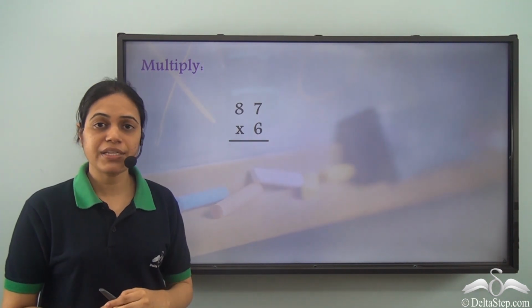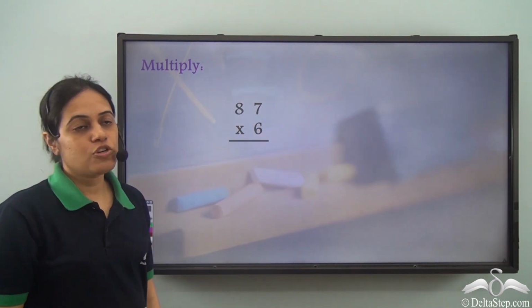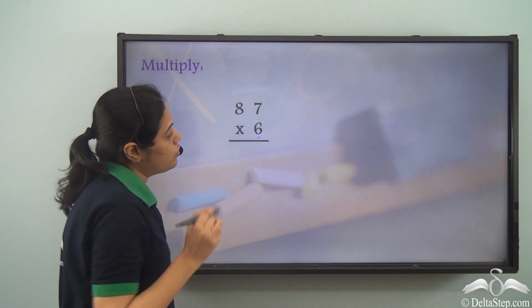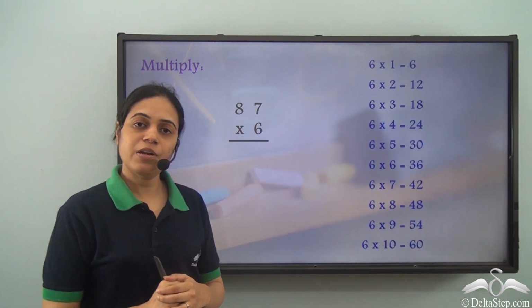Now let us multiply these two numbers. I have 87 into 6. So I need to remember the table of 6 for this. I have the table of 6 here.